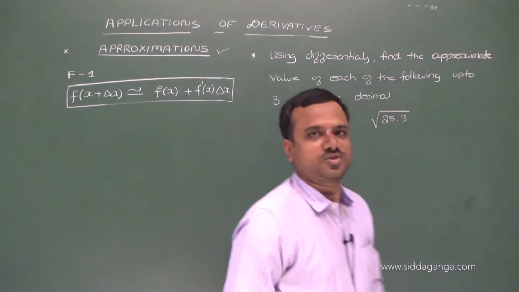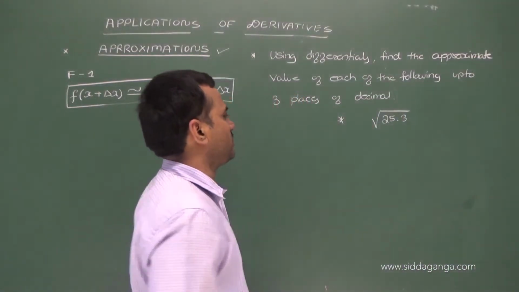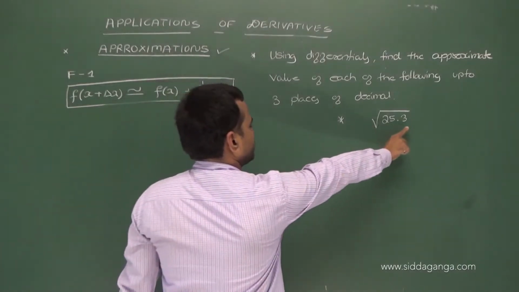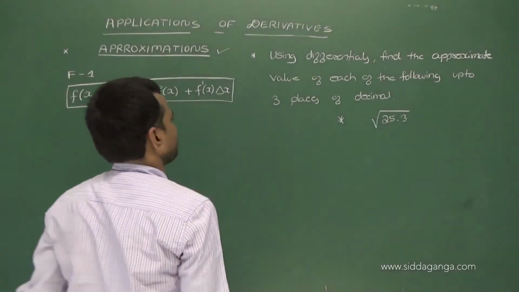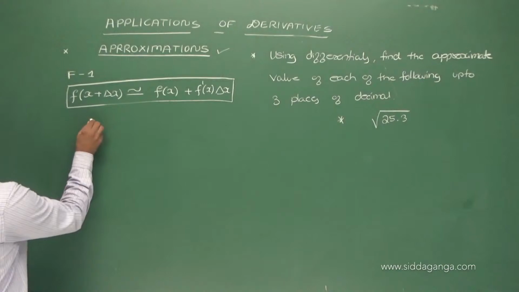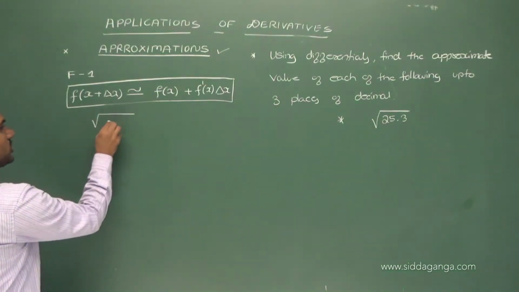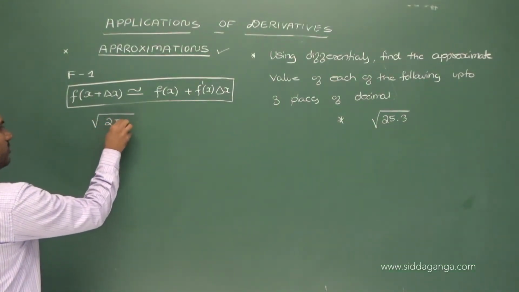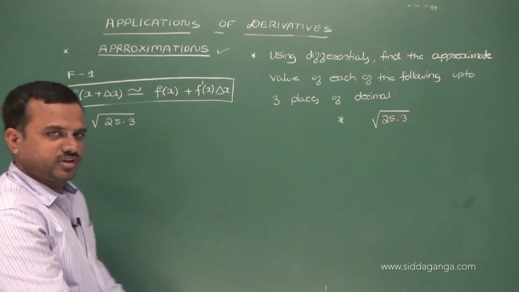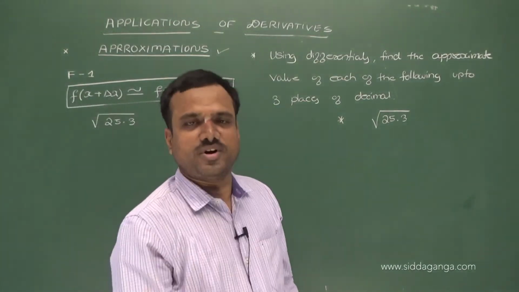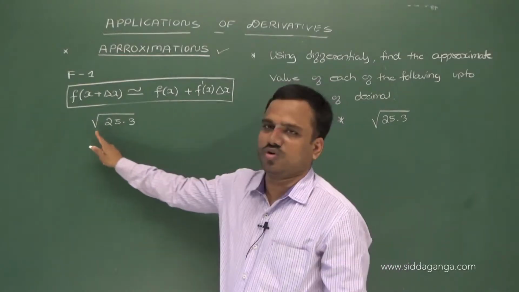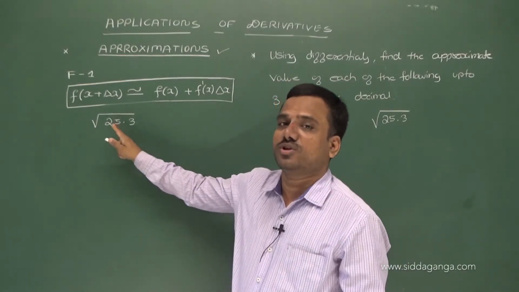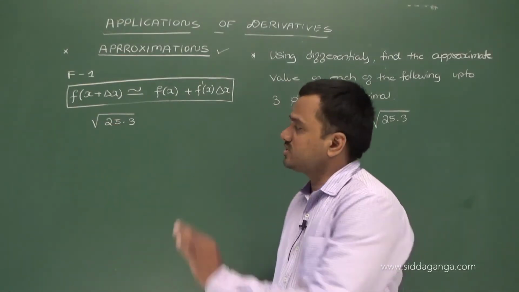So calculator is also very important. We use calculator also. 25.3. Okay. So what he asked, using what? Derivative. Using derivative, we are finding the value of square root of 25.3. Step 1.